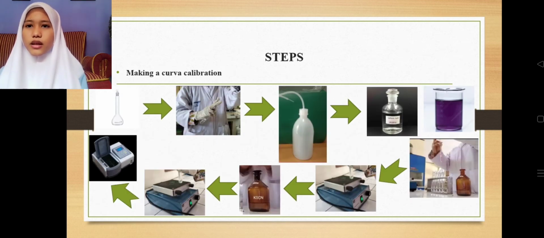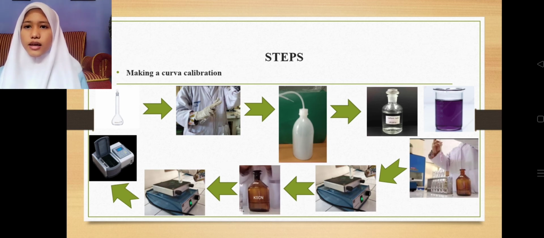Second step, creating a calibration curve. Firstly, pipette 1 ml, 2 ml, 3 ml, 4 ml, and 5 ml of the Fe standard solution using a measuring pipette carefully. And then put it in the test tube. Add distilled water until the volume is exactly 10 ml.